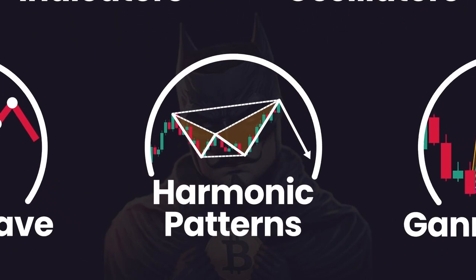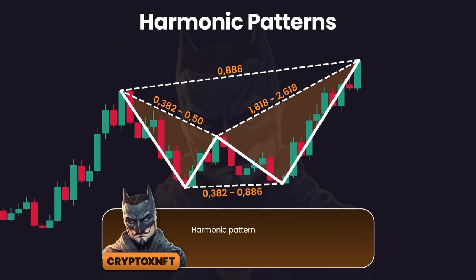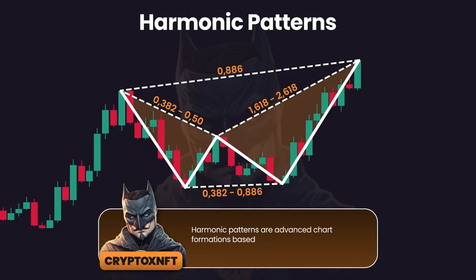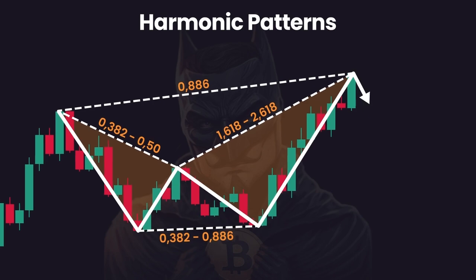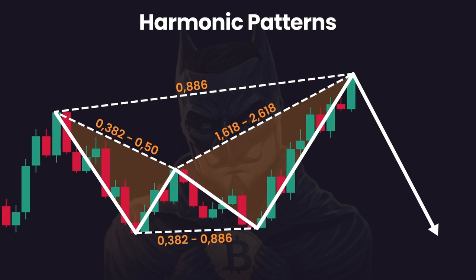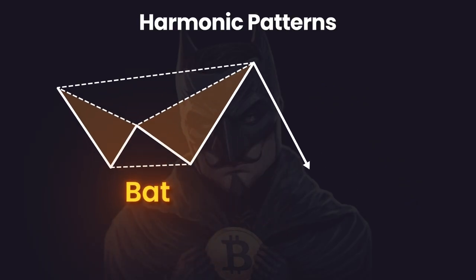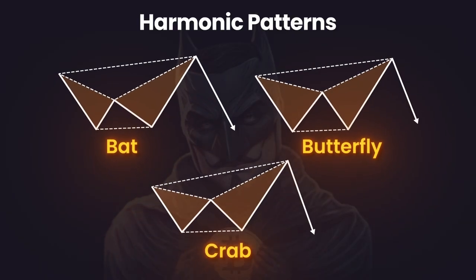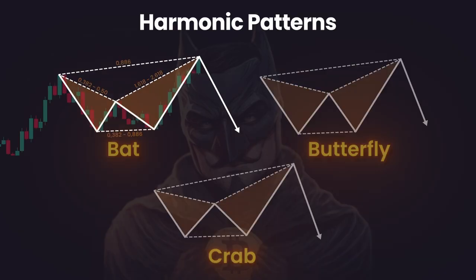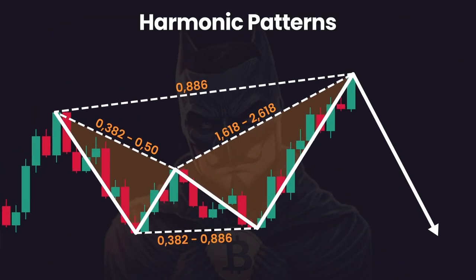Harmonic patterns. Harmonic patterns are advanced chart formations based on very specific Fibonacci measurements. These patterns are used to predict future price movement by checking whether price swings match certain ratios. Examples include the bat, butterfly, and crab patterns. Each of them has its own structure and Fibonacci requirements. If the price action matches the pattern correctly, traders may use the final completion zone as a possible entry area.